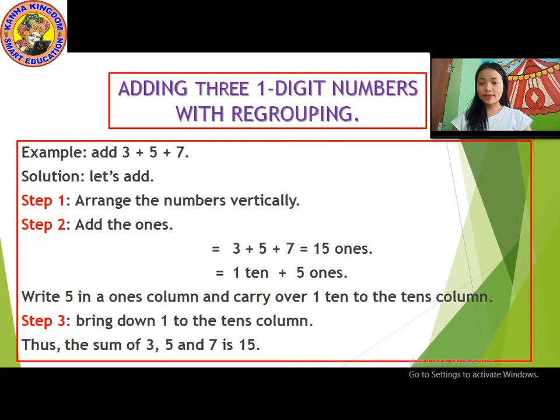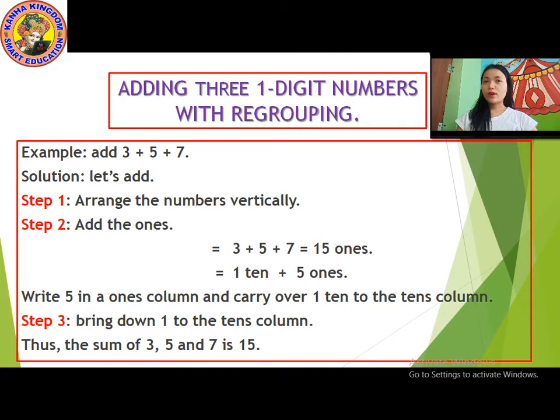See, 15 ones means 1 ten and 5 ones. 15 ones is equal to 1 ten plus 5 ones, because 1 ten plus 5 ones is also 15 ones, right student? So see, in the number 15 ones, there are 1 ten and 5 ones. So we should write 5 in the ones column and carry over 1 ten to the tens column.